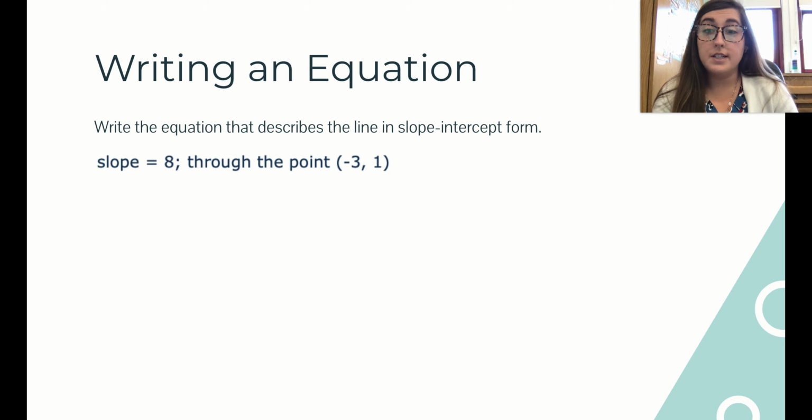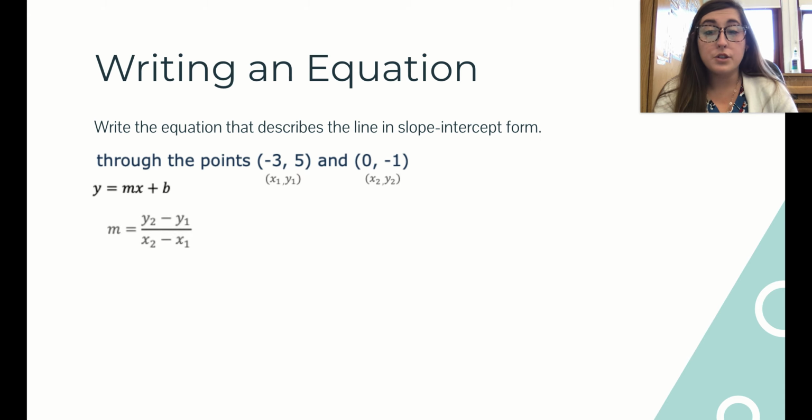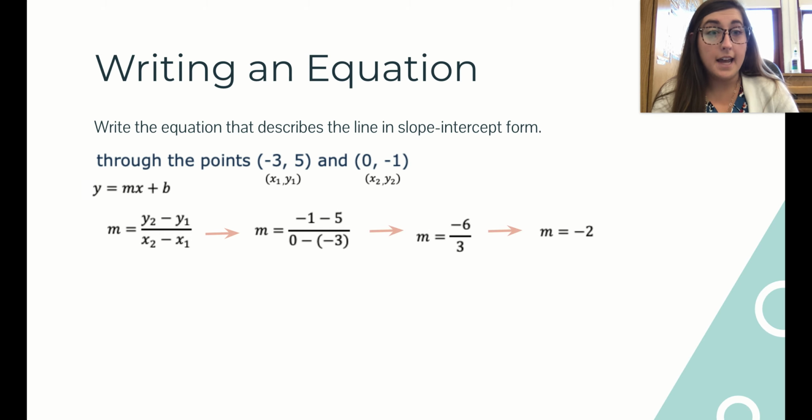But moving on to our additional example, now I only give you 2 points, so you have no idea what the slope is. But luckily, we know how to find the slope. So we know how to find the slope by using our slope formula, y2 minus y1 over x2 minus x1. So from there, take your points and plug them in. So I labeled negative 3, 5 as x1 and y1, and 0, negative 1 as x2 and y2. So take those points, plug them in, and find your slope. And for this problem, our slope ends up being negative 2.